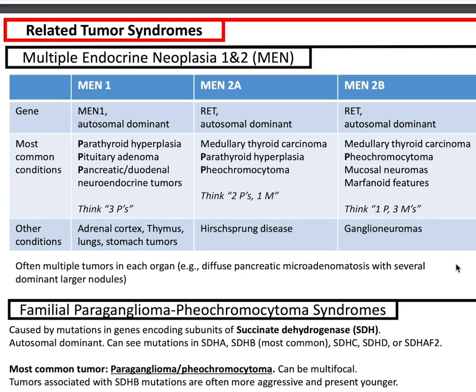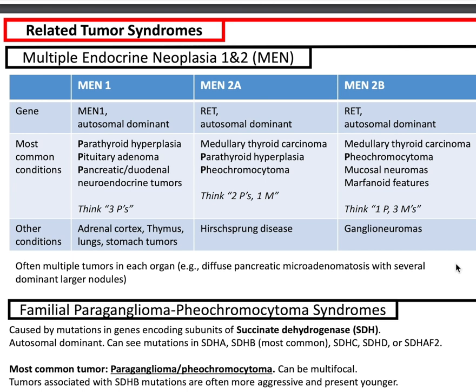Related tumor syndromes. MEN, or multiple endocrine neoplasia 1 and 2. MEN1 is due to the MEN1 gene. It's autosomal dominant. The most common conditions include parathyroid hyperplasia, pituitary adenoma, pancreatic duodenal neuroendocrine tumors. Think 3 Ps. MEN2A is due to your RET gene, and it's autosomal dominant.